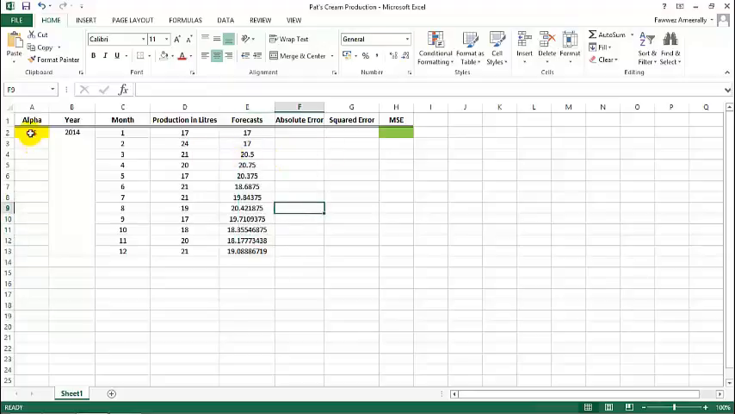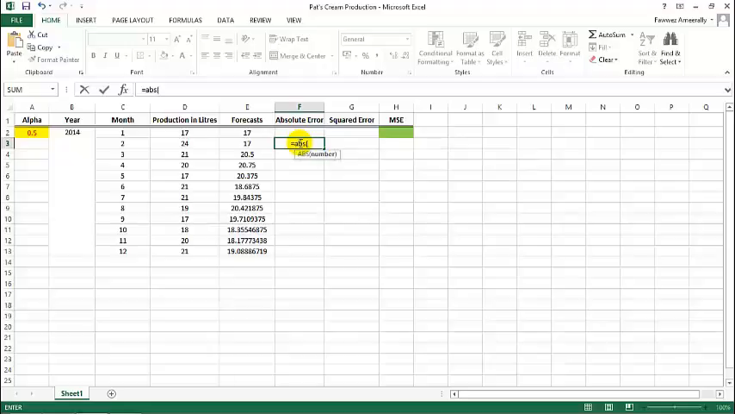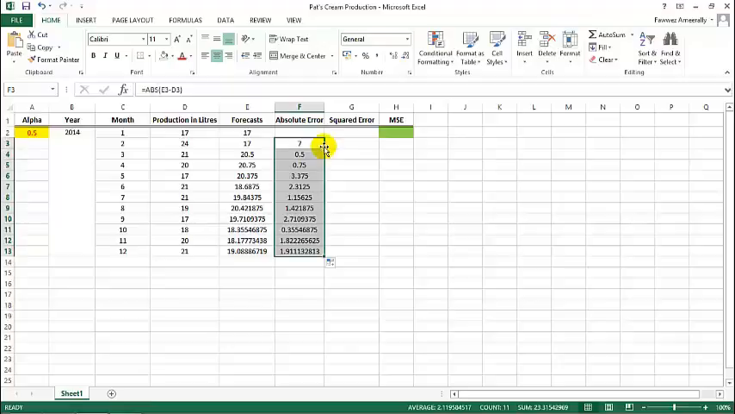Now to find an optimal alpha for which the error between the actual data and the forecast is minimized, we will do the following calculations. The first absolute error, we do not need to calculate it since it will be approximately 0. We will do the second one. For that we will use the absolute function in Excel: equal to absolute of the forecast minus the actual data. Again we just click and drag.